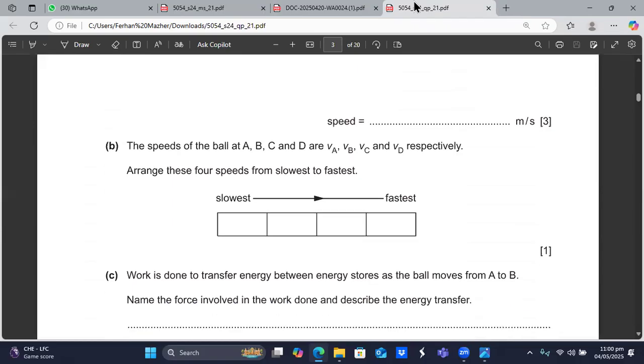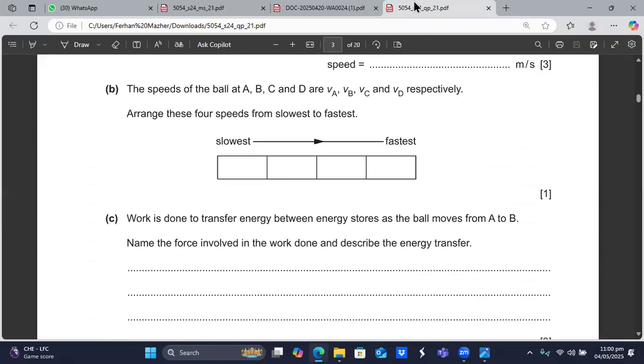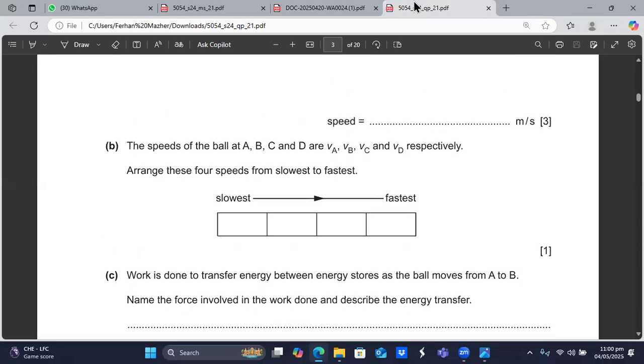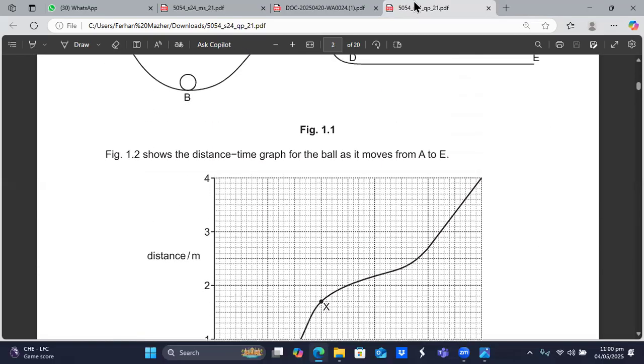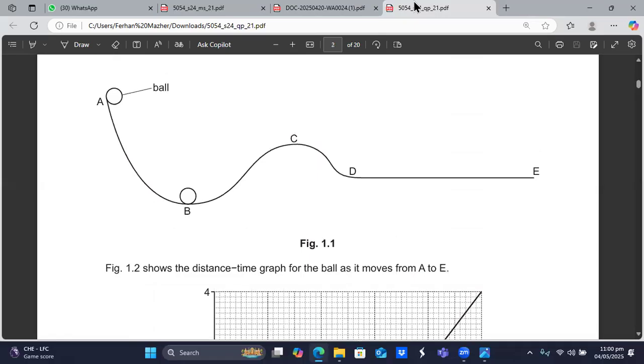Okay. Then we have question number 1, B part. He said the speeds of the ball at the points A, B, C, and D are VA, VB, VC, and VD respectively. Arrange these 4 speeds from slowest to the fastest. So let's see, slowest to the fastest.